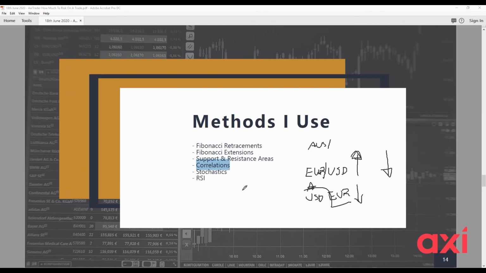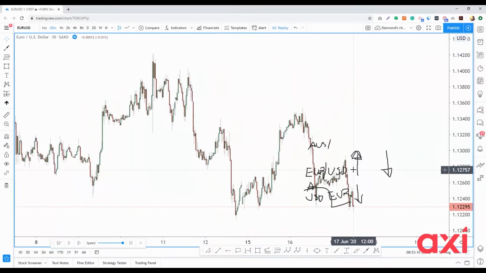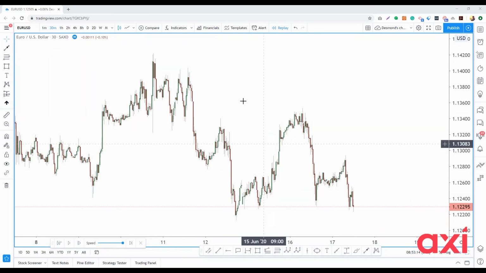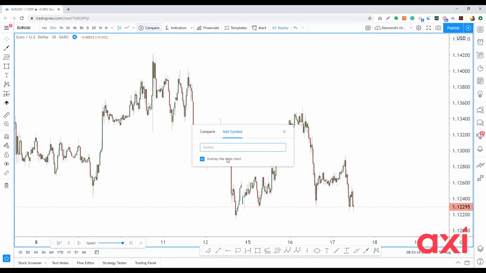So the correct answer, which a lot of people answered correctly, was USD/CHF. That goes pretty closely with it, right? Every time EUR/USD goes up, USD/CHF tends to go down, right? So we can take an example. We can take a look over here to see what it means. This is the EUR/USD chart, right? I'm going to compare. I'm going to add in USD/CHF.